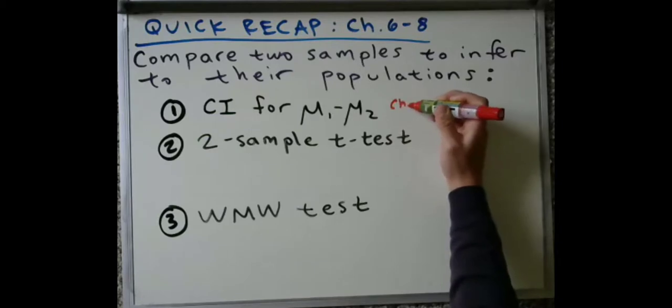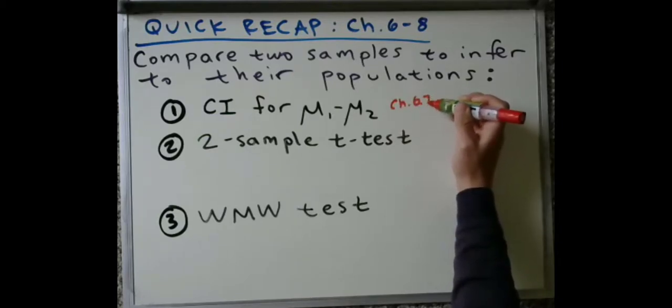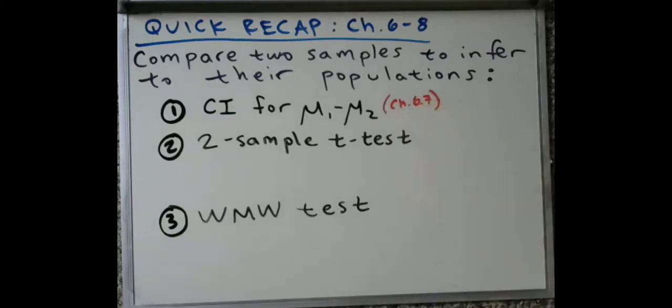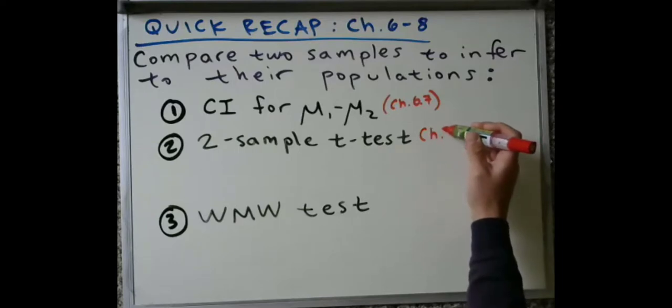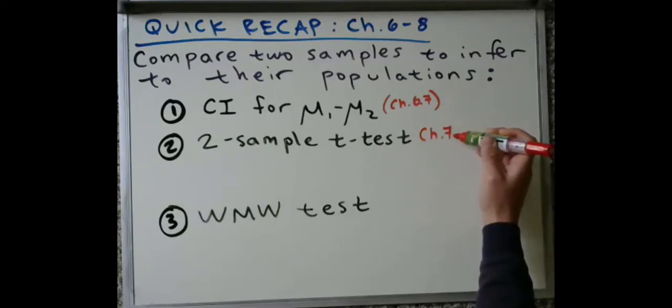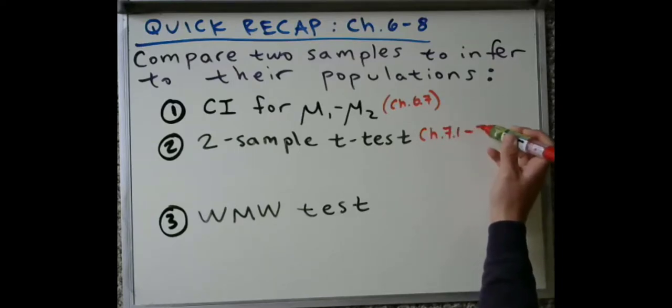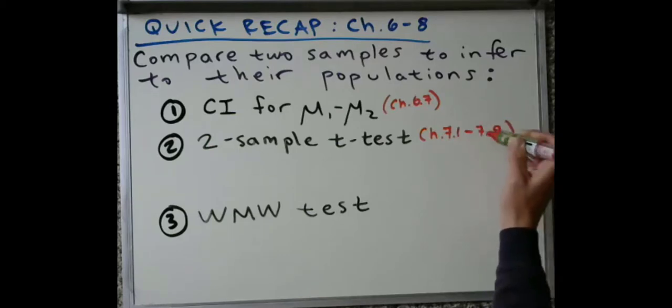So this was chapter 6.7, I believe. And then we officially looked at the hypothesis testing framework with the 2-sample t-test, and that was all about chapter 7. It was 7.1 to 7.9.